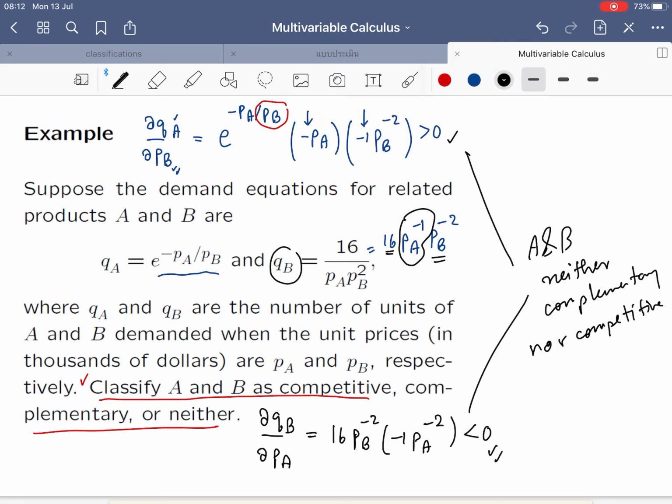If it happens to be like this, all right, we'll stop this direct application of the partial derivative at this moment. This one is pretty direct: the marginal cost, the marginal productivity, and the marginal demand with respect to the price A or the price B, to determine the complementary or the competitive product.